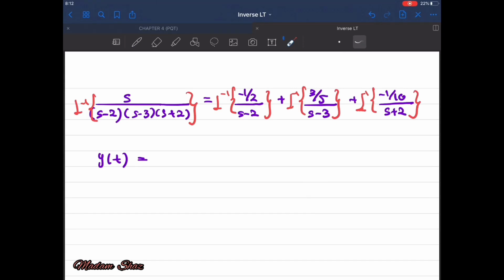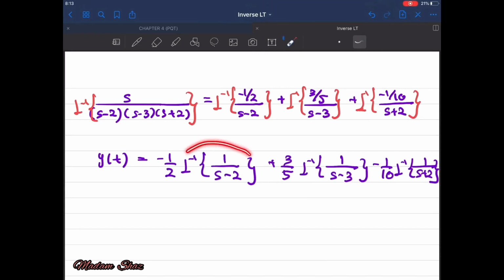On the right hand side, if you have any constant at the upper side, you have to bring the constant to the front. So for the first curly bracket, bring negative 1 over 2. Second curly bracket, bring 3 over 5. The third curly bracket, negative 1 over 10. So actually you can directly bring the constant to the front and then you write the Laplace inverse curly bracket.